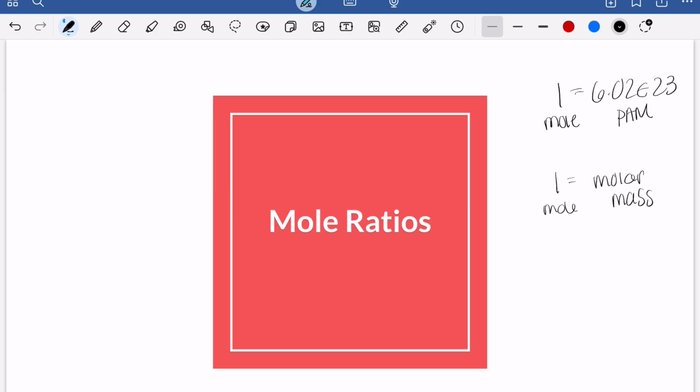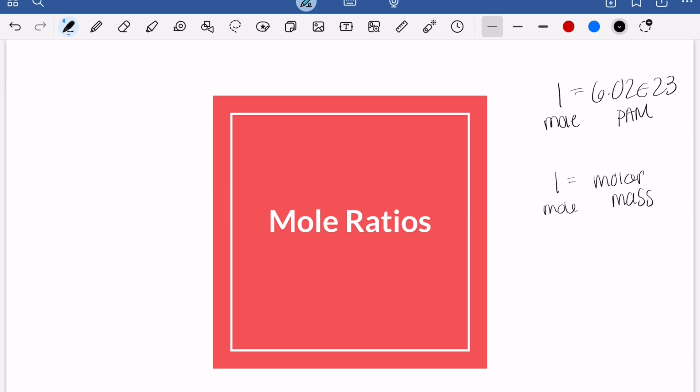So just like we use the comparison 1 dozen. If I have 1 dozen donuts, that's always 12. If I have a dozen cookies, still 12. But those donuts and cookies weigh differently. So a dozen donuts may weigh a little heavier than a dozen cookies, right?